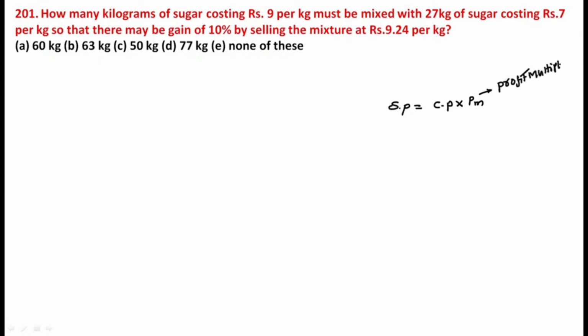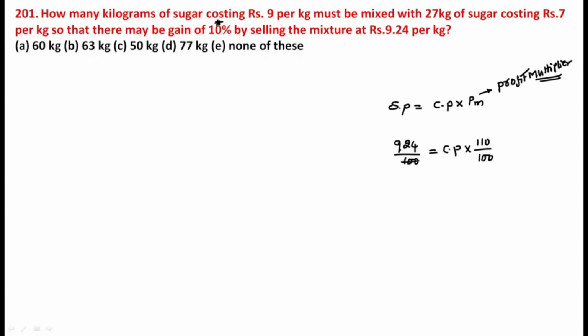Guys, you have to remember one important point. Multiplier means it's the overall value of selling. Selling price's overall value we define as a multiplier. Now in this question, the selling price is 9.24, so I just consider 924 by 100 as the cost to price. If profit is given, you just consider the profit multiplier. If profit is 10 percentage, the profit multiplier is exactly equal to 110 percentage, that is 110 by 100.